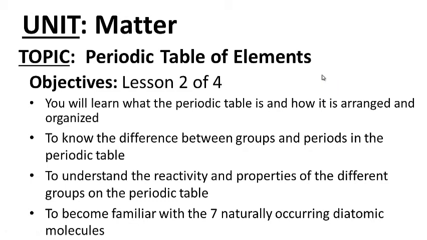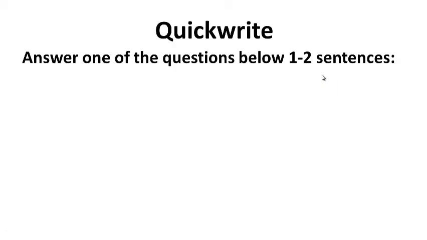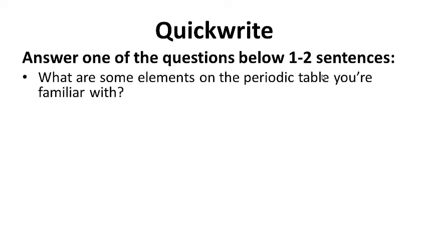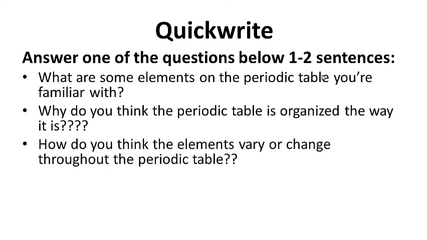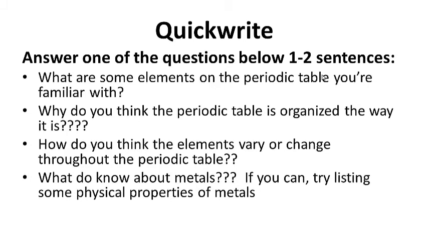Here we go. For your quick write, what are some elements on the periodic table you're familiar with or have heard of? Why do you think the periodic table is organized the way it is? Take a look at it. And then how do you think the elements vary or change throughout the periodic table? And finally, what do you know about metals? If you can, try listing some physical properties of metals. Feel free to pause this. I'm going to move on here.